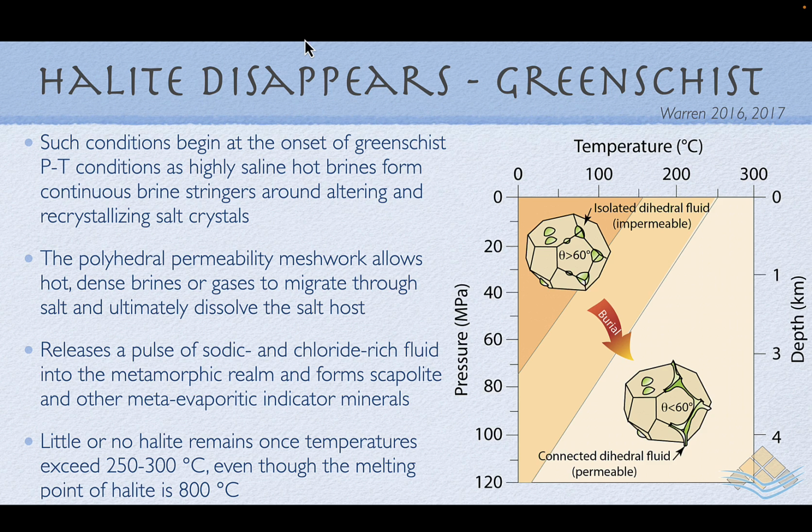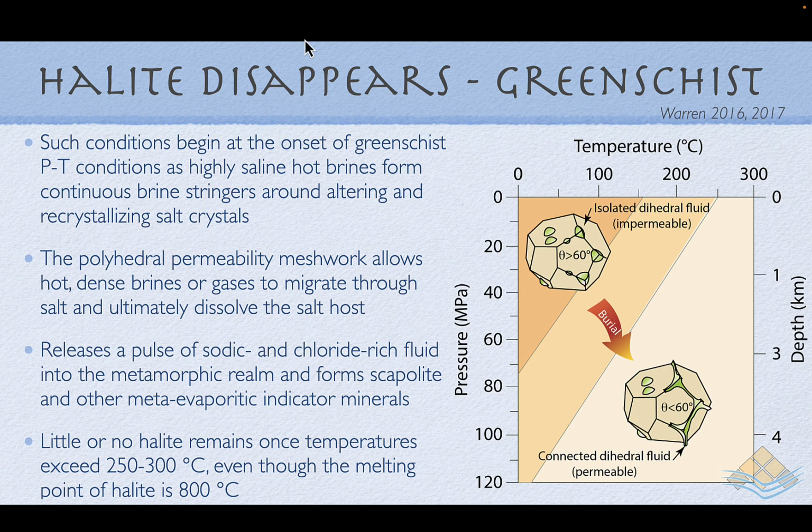And so at this stage, as we transition into the greenschist realm, the halite disappears and we release a pulse of sodic and chloride-rich fluids into the metamorphic realm. One of the common products that form from this pulse of fluids is sodic scapolite, along with a range of other metamorphic indicator minerals. At the end of this transformation process, by the time we attain temperatures of 300 degrees centigrade, little or no halite remains.